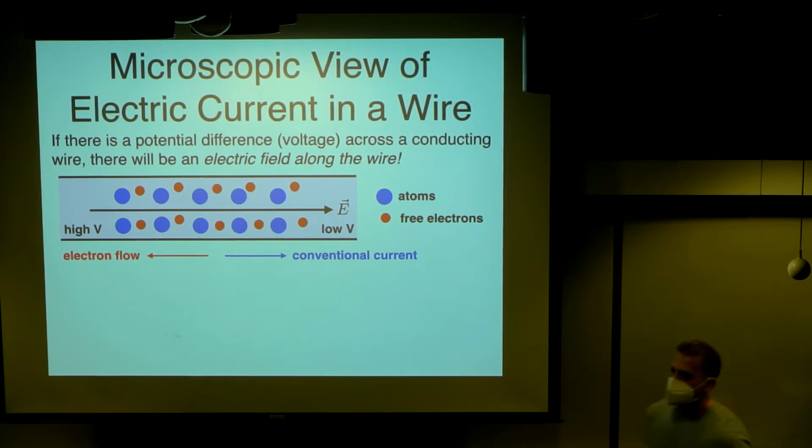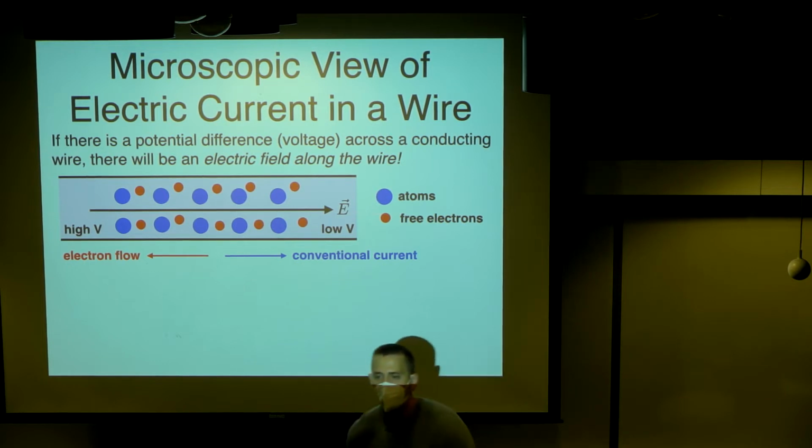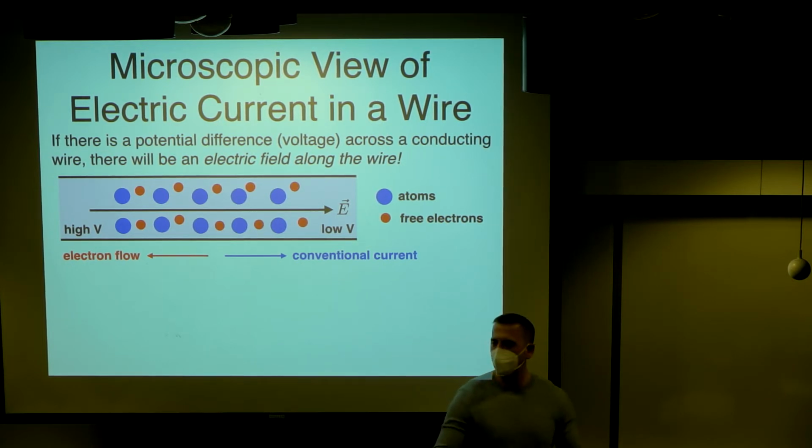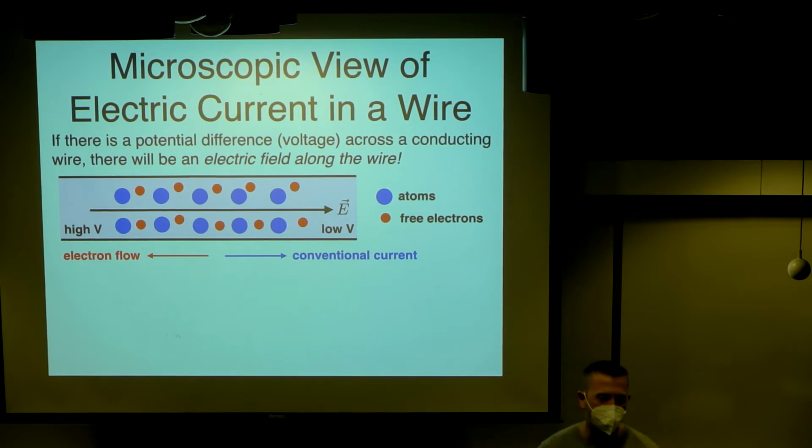So that's the picture. If there's a potential difference across the wire, and again, you can create this kind of potential difference by hooking it up to a battery or something like that, right? You'll have this E field. That E field is responsible for setting the charges in motion. It's the E field that's pushing things around within the wire, okay?